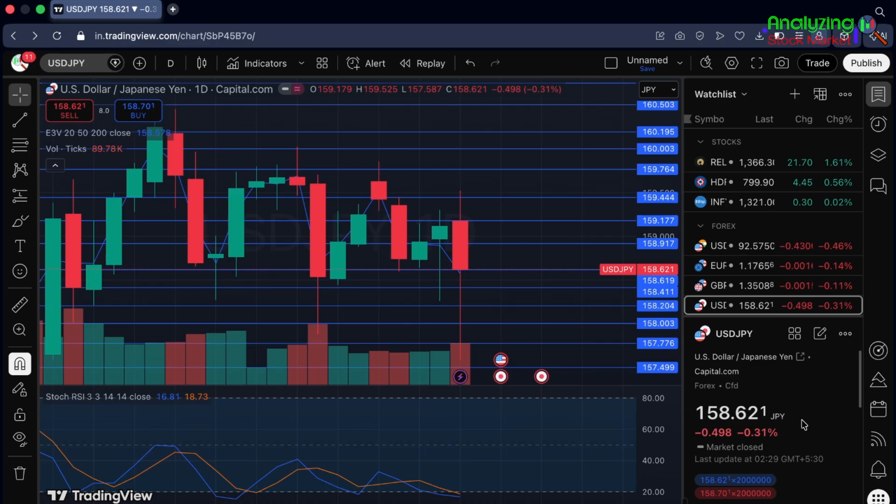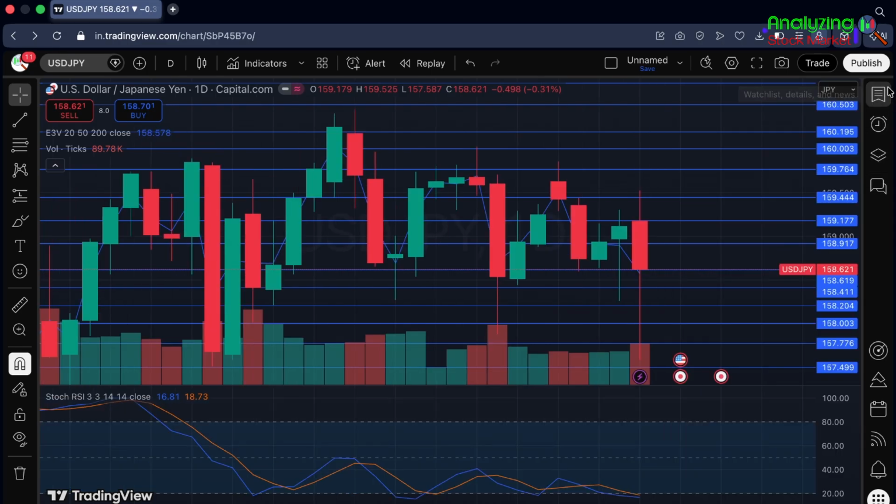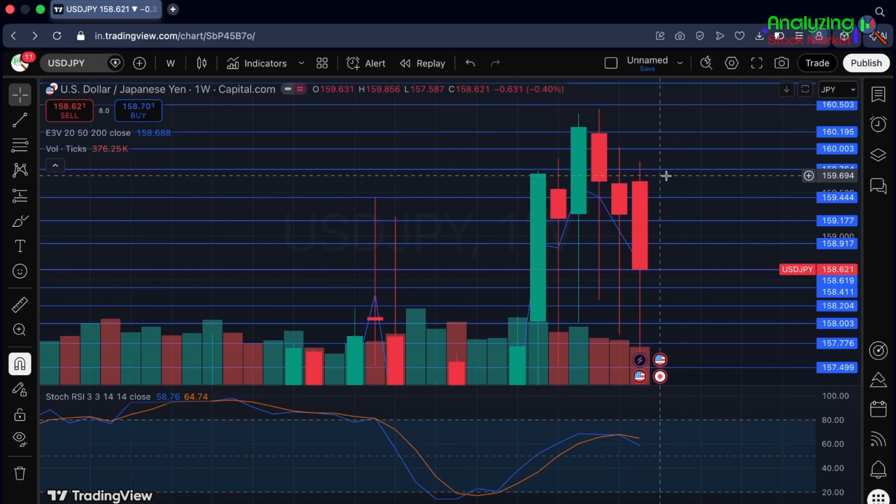I'll also be marking some important support zones and resistance zones which will help you to take better stop loss and target levels according to your bias. And I'll be sharing my opinion on what could happen in the coming week according to my analysis and the previous week's movement. So let's check the weekly chart first. Let's open the weekly chart over here. So this is the weekly chart.